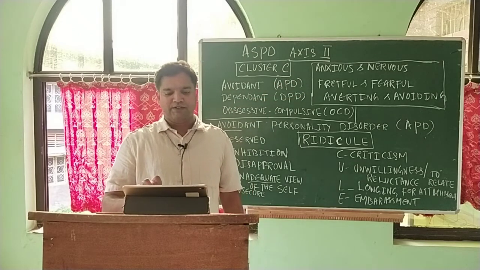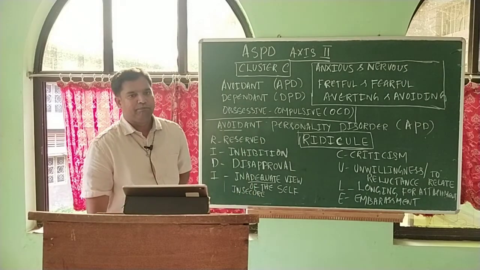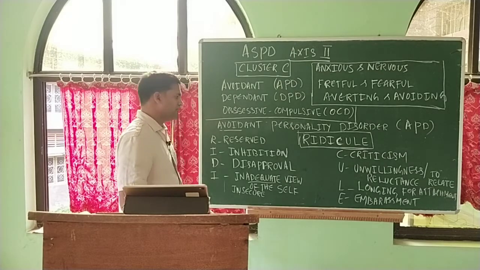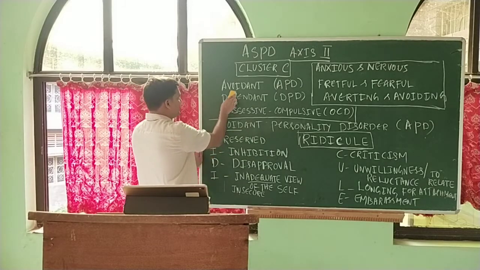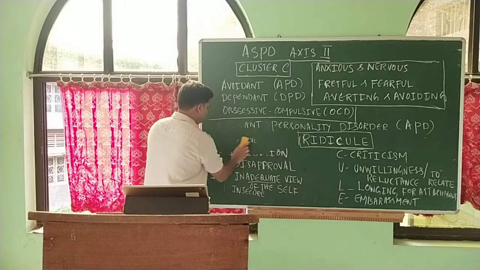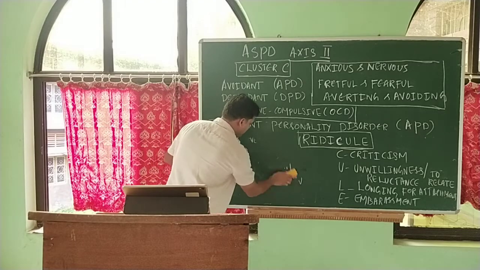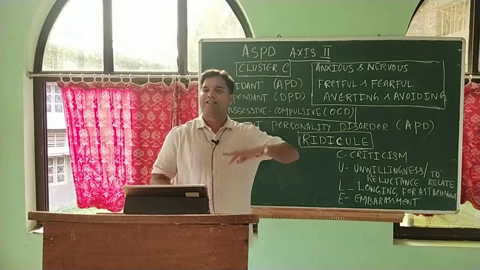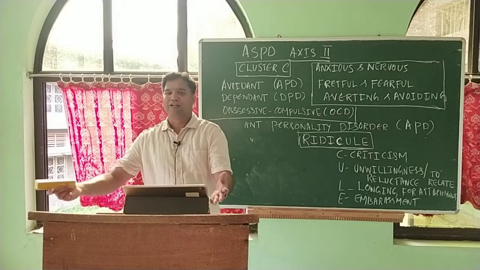And the second personality which comes under cluster C is DPD, dependent personality disorder. Hope it is clear for you. RIDICULE, avoidant. So the second personality in cluster C is dependent personality disorder. It's also very clear from the very word. They are just the opposite of avoidant. If you understand the avoidant personality, you know what is dependent personality.